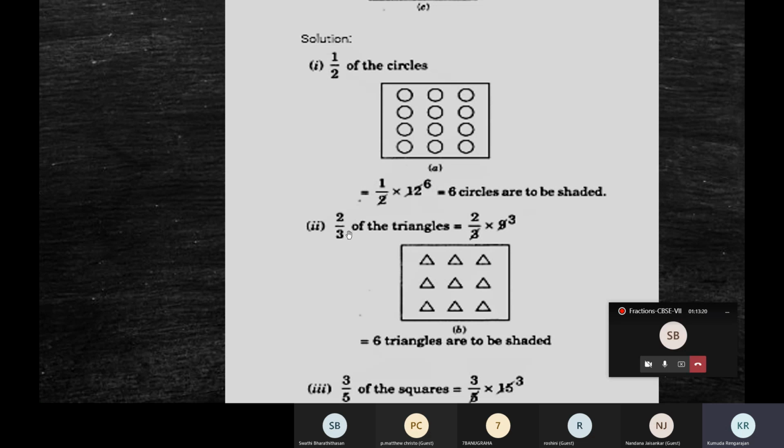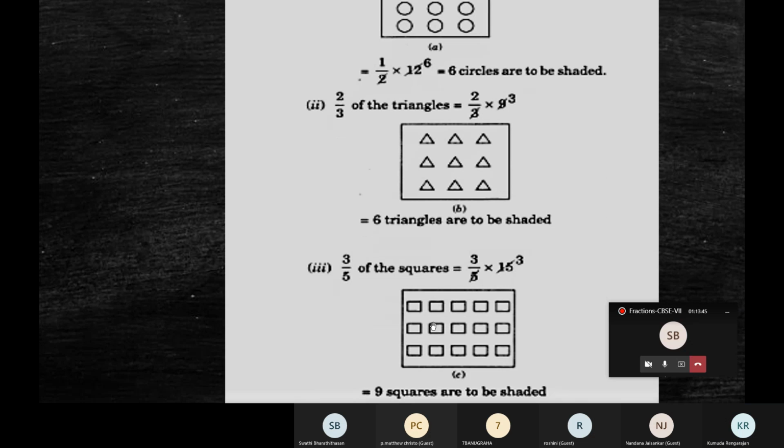Children, remember, we are just converting what was given. 2 by 3, you can see here. Of means multiplication of the triangles. How many triangles? 9. 9 means 9 by 1. 9 is in the numerator. So 9 by 1, cancel, meaning simplify. And then 3 into 2, 6. Same thing here.